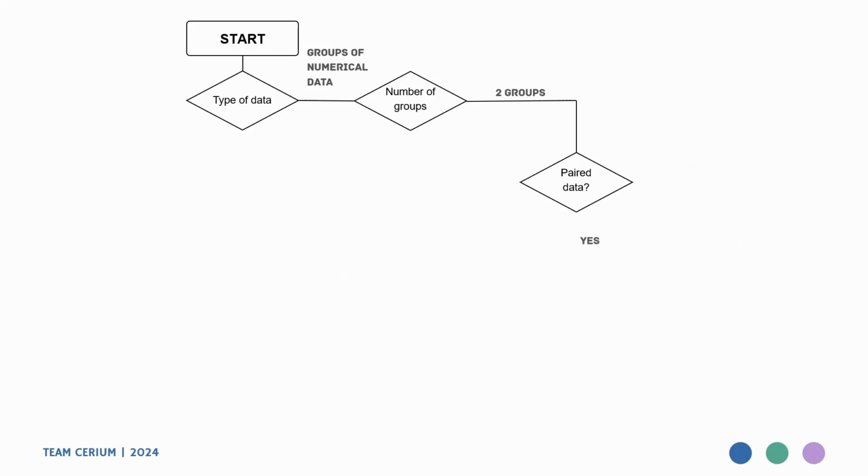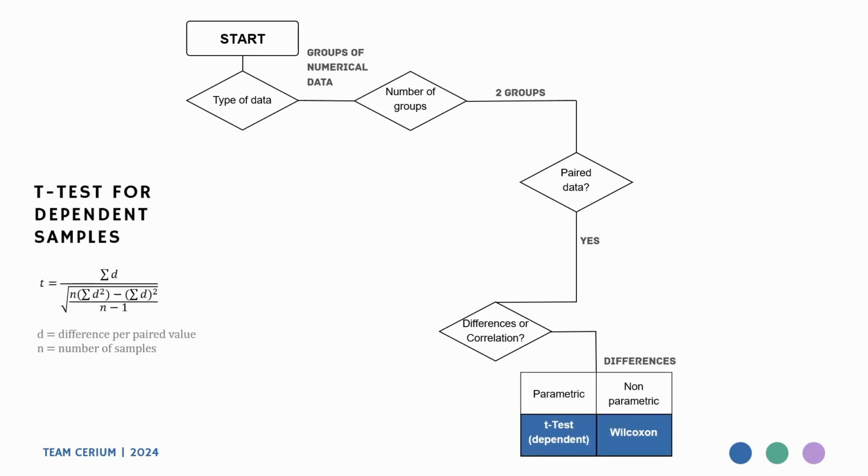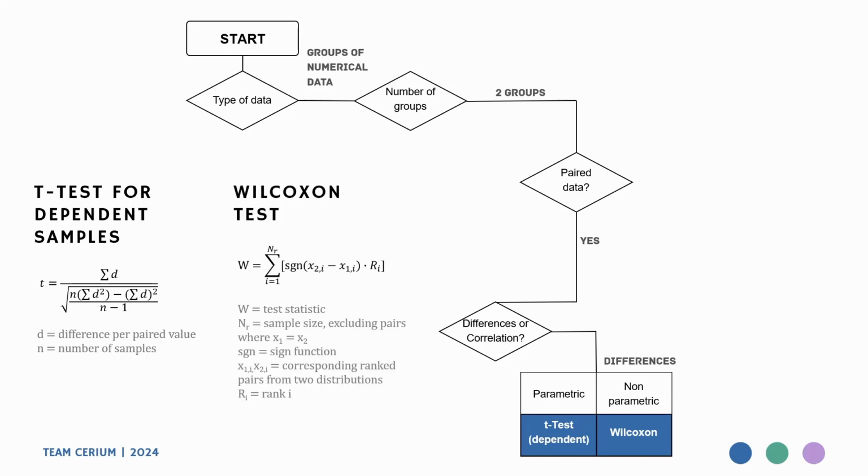Well, if our data is paired, we have to ask first if our goal is to find their differences or correlation. Because if we only aim to find the differences of paired data, then we can use the t-test for dependent samples, while the Wilcoxon signed-rank test serves as its non-parametric counterpart. The previous example about the comparison of the initial and final weight of the people who went through weight loss treatment fits this statistical test.